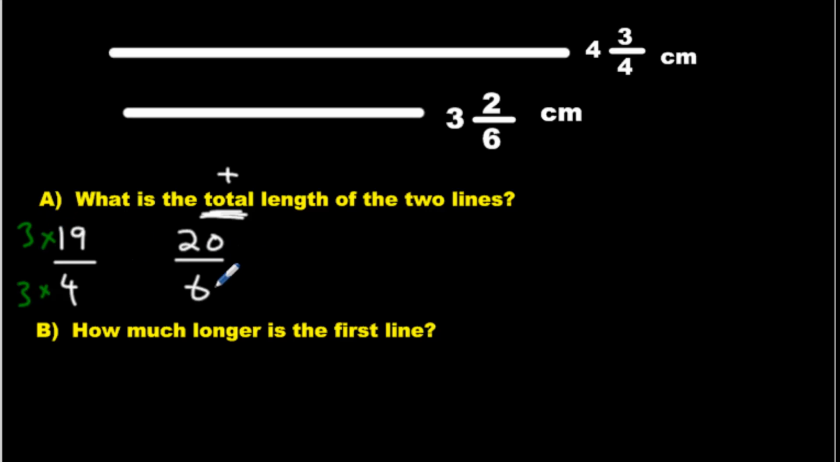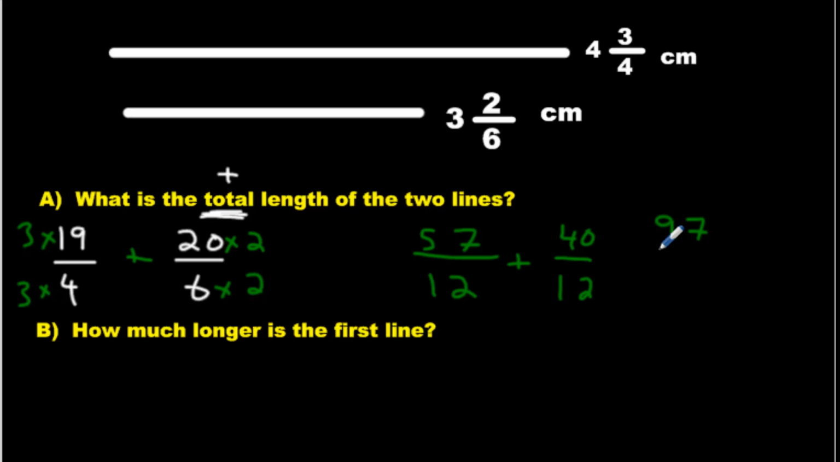We're going to get some large numbers. This times 2. This times 2. Okay, let's times these here first. 3 times 19 is what? Well, 3 times 9 is 27. Put the 7 down, carry the 2. 57. And the denominator is 12. And here we've got 40/12. That's not too hard to add up. We add them together to find the total, and we get 97/12. Yikes. That's a large fraction.